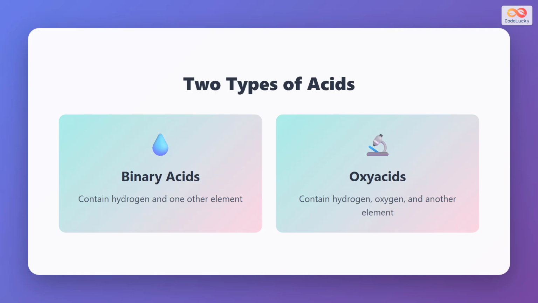Acids can be classified into two main types based on their composition. The first type is called binary acids. Binary acids contain hydrogen and only one other element. The second type is called oxyacids. Oxyacids contain hydrogen, oxygen, and another element. Understanding this distinction is crucial because each type follows different naming rules. Let's explore each type in detail.